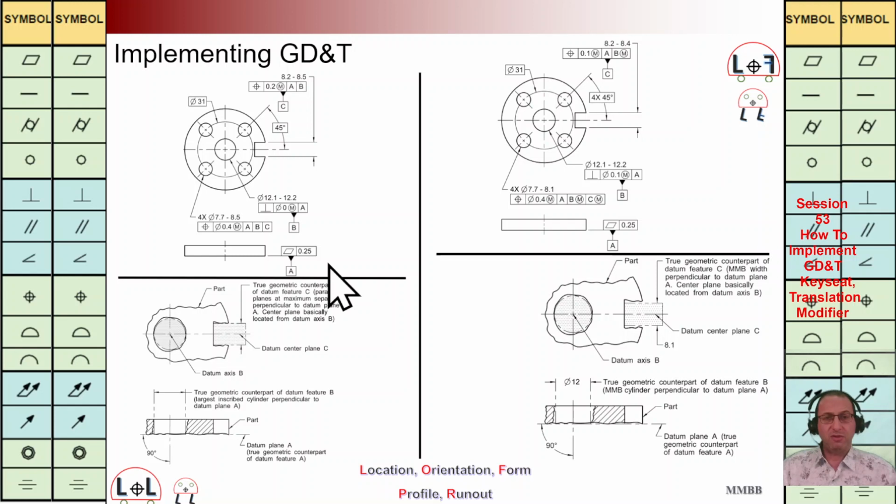In this slide, we are going to have two examples very similar to each other. On the left hand side, we can see this one. We have reference plane A here, reference axis B here, and we are going to have this slot here. And in order to control the symmetry of that slot, we are going to have this positioning control with respect to A and B.